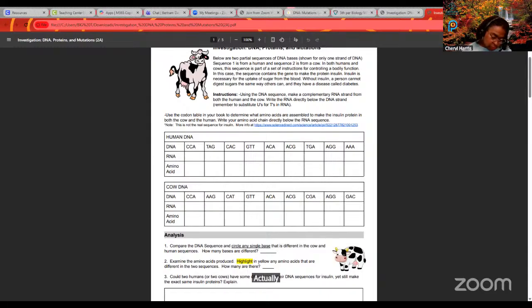Actually, there's just one. No, two. I just highlighted the wrong one. There's two. Make sure you highlight the correct two.